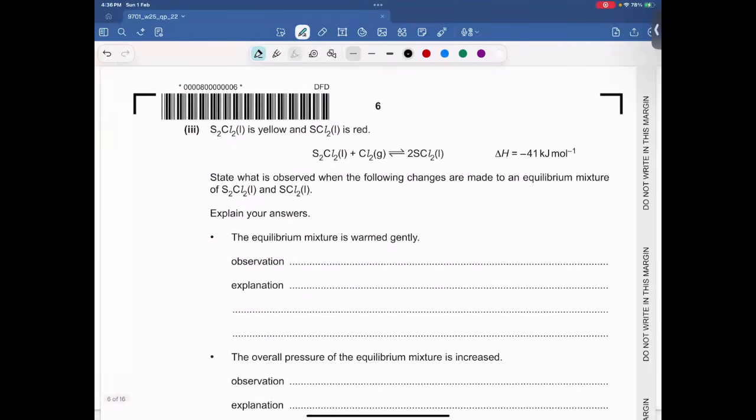Next part of the question. S2Cl2 is yellow and SCl2 is red. That's a very, very important observation. It is yellow and is red. And the forward reaction is exothermic. So the forward reaction is exothermic, guys.